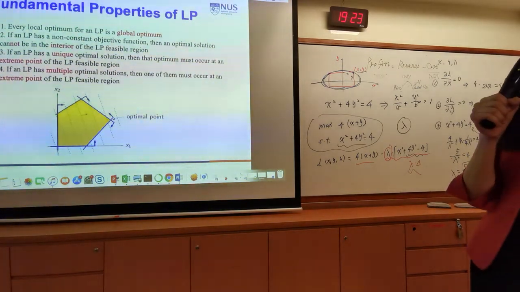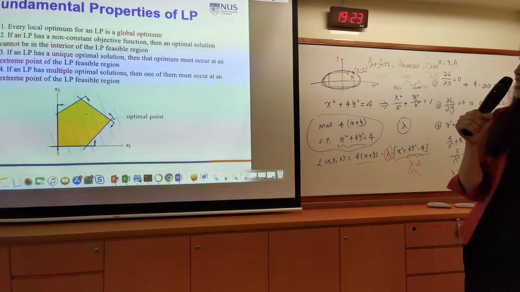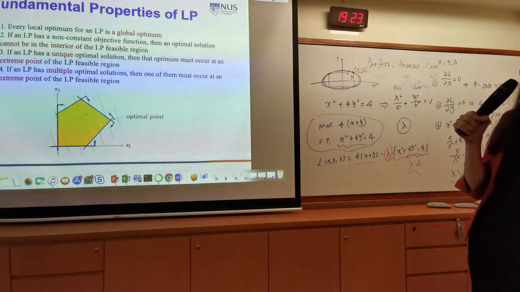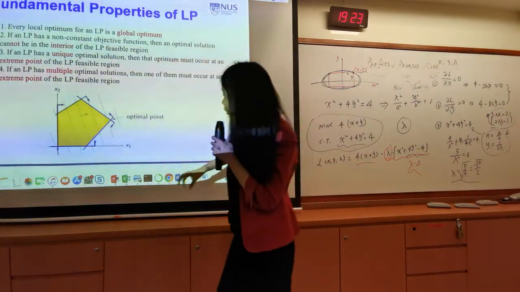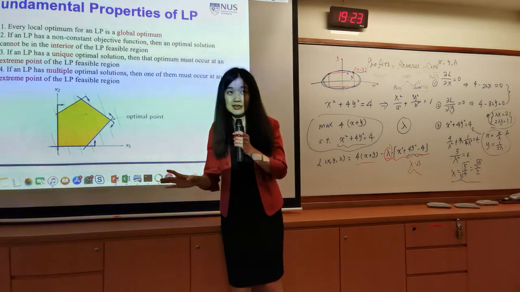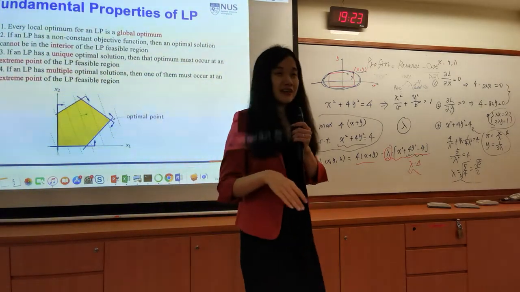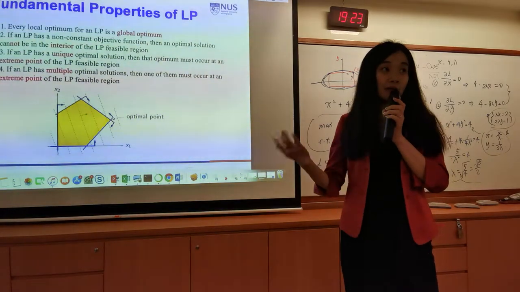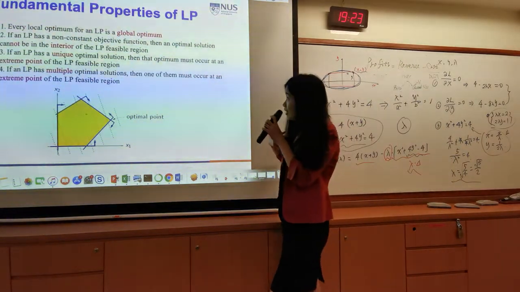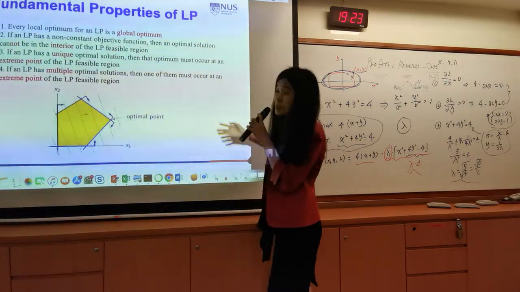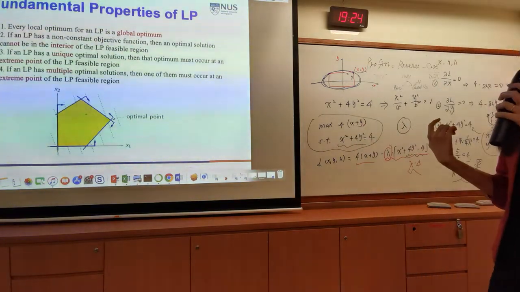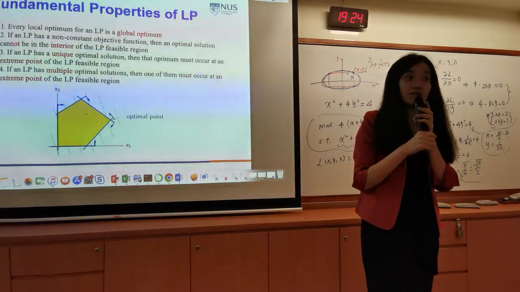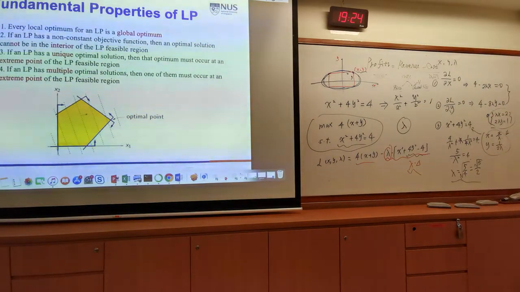And also, if LP has a non-constant objective function, then the optimal solution cannot be in the interior of the feasible region. What does this mean? It means unless all those function values are the same, all those points are equally optimal, so they can be any optimal solutions. But if it has a non-constant objective function and a unique optimal solution, that solution must be on the special points, not in the interior points. Those yellow space we defined within the space are interior points. So the optimal solution won't fall on that yellow space.